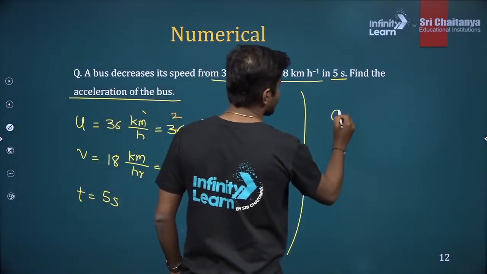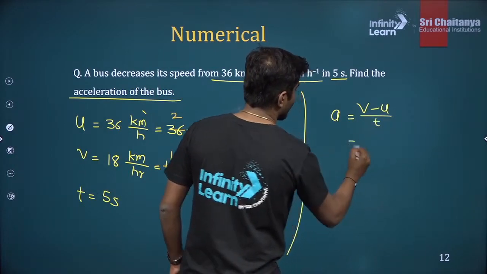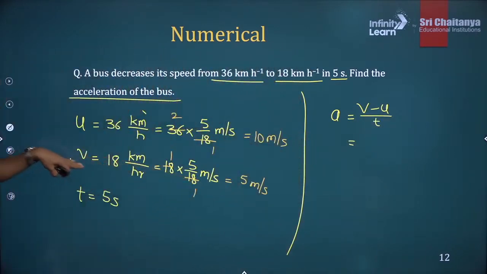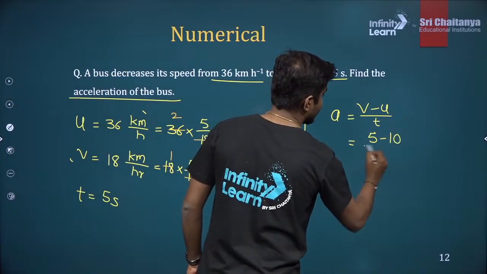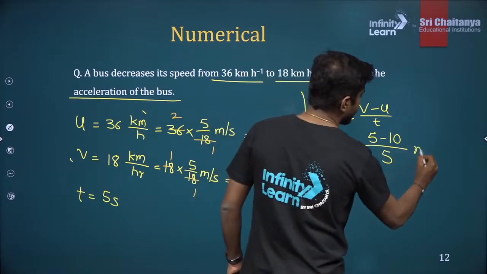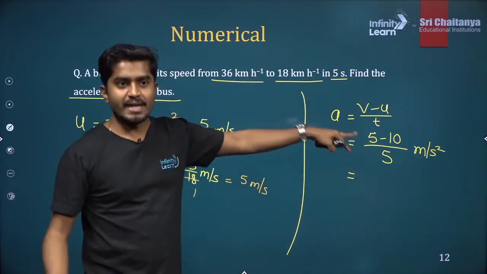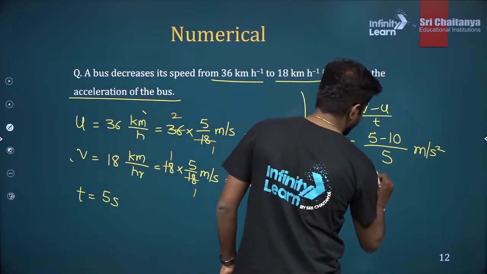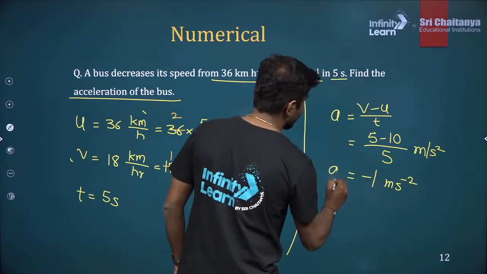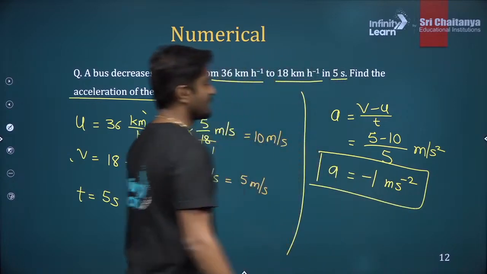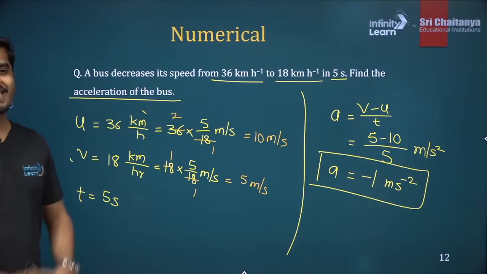So what should be the answer? Acceleration is nothing but final velocity minus initial velocity divided by time. What is the final velocity? Final velocity v is 5. So it is 5 minus 10 divided by 5, in meters per second square, which is minus 5 divided by 5, that is minus 1 meter per second square, or second raised to minus 2. So that is the value of your acceleration. Clear? How many of you found it easy? Very, very simple.